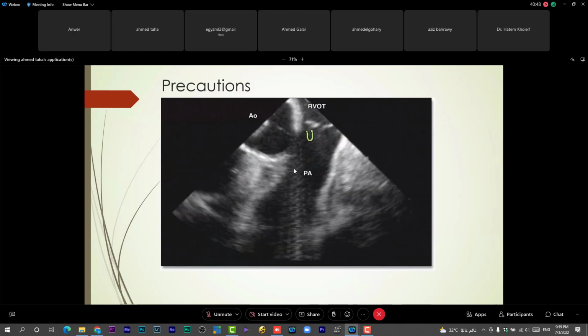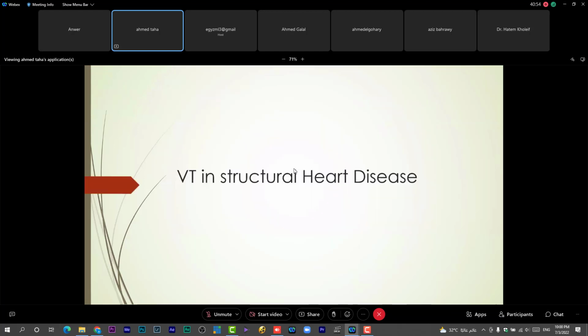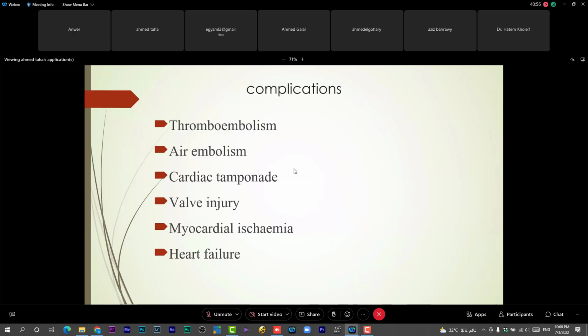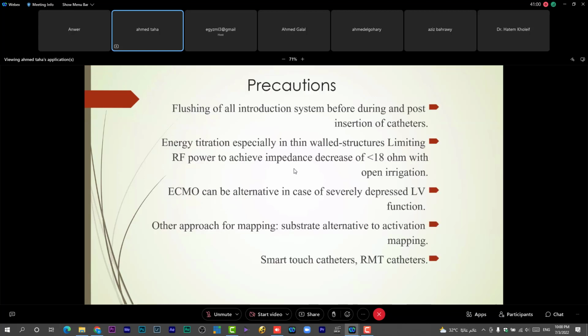This, for example, ICE during ablation, how well it identifies the point and the stability of the catheter. Okay, these are the complications that I'm talking about. Now, for example, the precautions. Flushing. This is very important during, for example, transseptal puncture. Sometimes we are not flushing well. There should be good flushing during catheterization all the time to avoid air embolism.